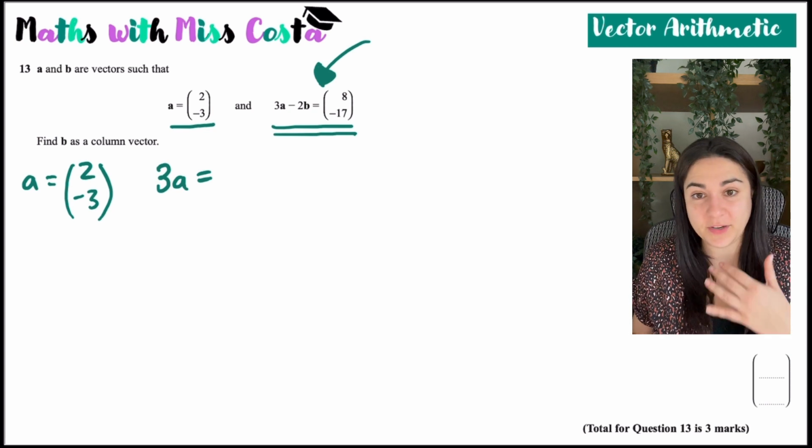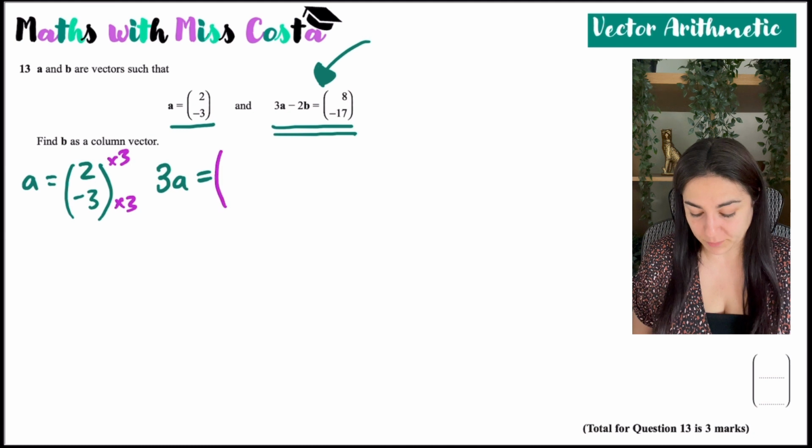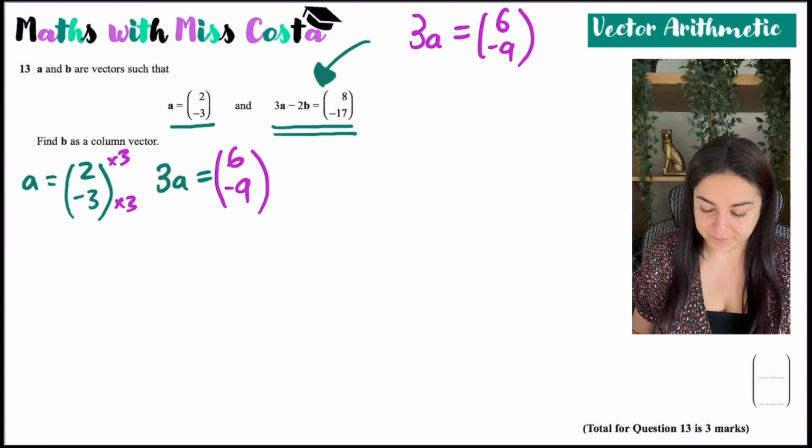Now, when you're doing vector arithmetic, you can manipulate the vectors to turn A into 3A. What have you done? You've timesed it by 3. So you multiply each part of the vector by 3. So 2 times 3 is 6. Negative 3 times 3 is negative 9. So I know that 3A is (6, -9).